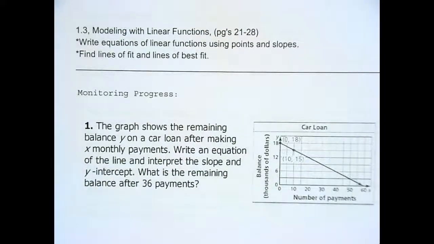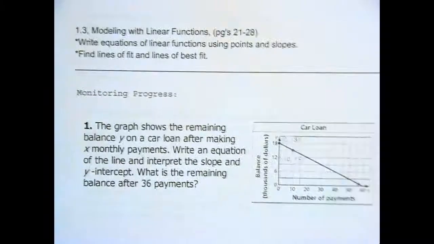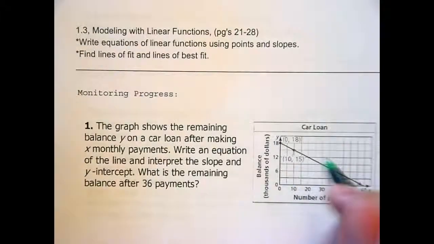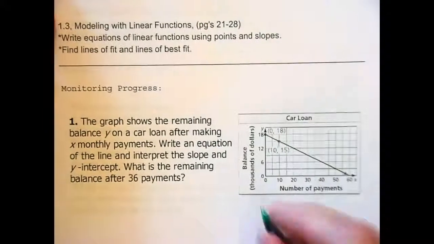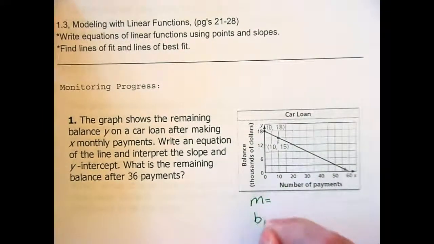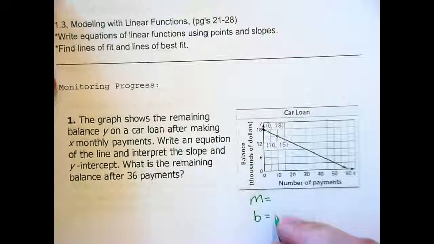Hey, can I have your attention, please? Thank you. Well done. The graph shows the remaining balance y on a car loan after making x monthly payments. Write the equation of a line and interpret the slope and the y-intercept. So what is our y-intercept? In order to write an equation, you need to know the y-intercept and the slope. So m and b. Where does it cross the y-axis? 18. So the cost of our car is 18 bucks.